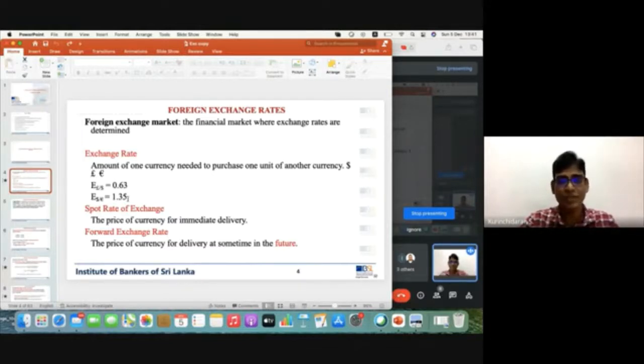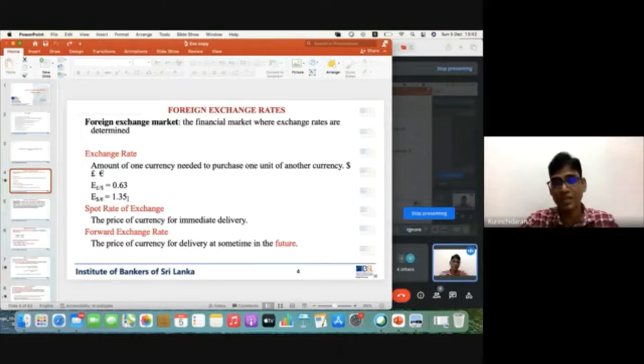Also, two rates we regularly use. One is the spot rate of exchange. That means if you are going to buy over the counter immediately, you pay your local currency and buy dollars, with immediate delivery. That's what we call the spot rate. If you go to a bank over the counter, you pay Sri Lankan rupees and buy dollars. That's a spot rate, with immediate delivery. And then there's the forward exchange rate, where the delivery takes place at a future time.